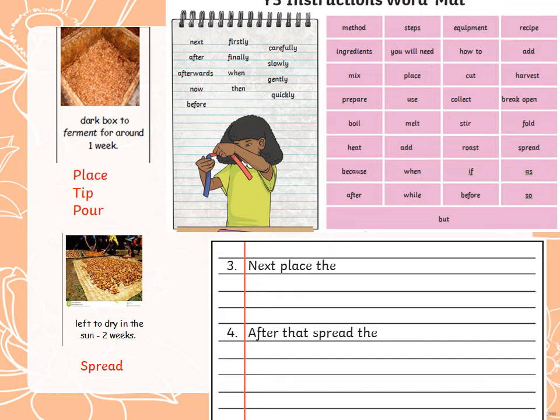Next, look at this picture here for what you would need to do. Where do the cocoa beans go and how long do they go there for? That's the information that needs to be in step 3. Now number 4. After that, what do we spread? And where do we spread it? How long does it need to be left there for? Pause the video and finish the sentences by copying the starters into your book and finishing them off yourself. Take as long as you need and use the words that are on this slide to help you.